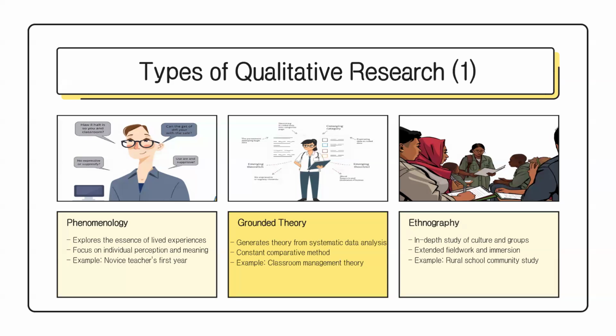And second, grounded theory. This generates theory from systematic data analysis using the constant comparative method. You don't start with a theory, you develop one from your data. For example, you might study classroom management and develop a theory about how effective teachers build authority based on what you observe and hear.